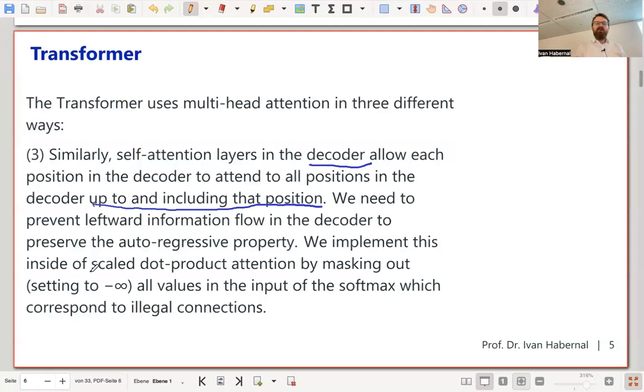We implement this inside of scaled dot-product attention by masking out, setting to -infinity, all values in the input of the softmax which correspond to illegal connections. So this is like looking into the future. Cool. Now you understand the paper. This is from the paper, by the way. This is verbatim quoted from the paper, which you now understand exactly what I mean by that.